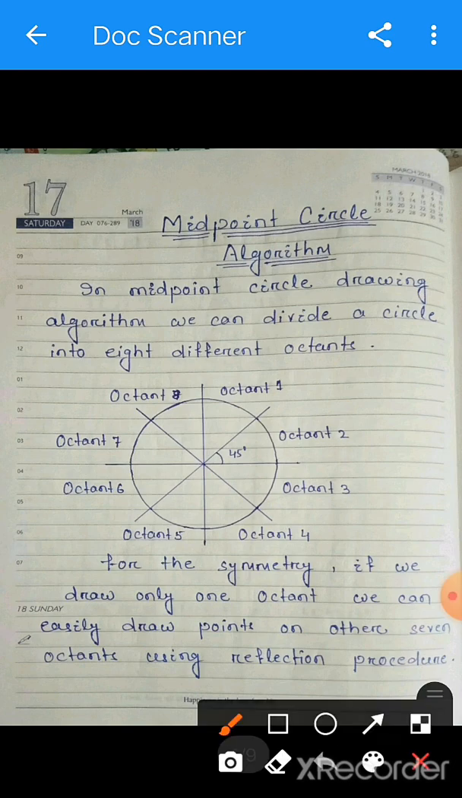Octant number 1, octant number 2, 3, 4, 5, 6, 7, 8. In this way the circle can be divided into 8 different octants. For the symmetry, if we draw only one octant, we can easily draw points on the other 7 octants using the reflection procedure.